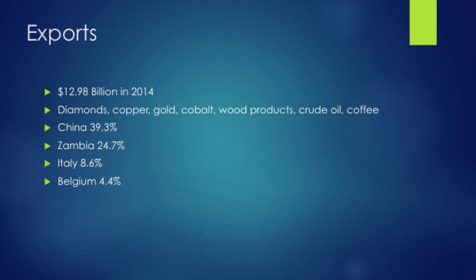Now I'm going to talk about exports and imports. There was $12.98 billion in exports in 2014 for the Democratic Republic of Congo. Most of these exports consist of diamonds, copper, gold, cobalt, wood products, crude oil, and coffee. Their major trading partners are China, which is 39.3%, Zambia, which is 24.7%, Italy, 8.6%, and Belgium, which is 4.4%.